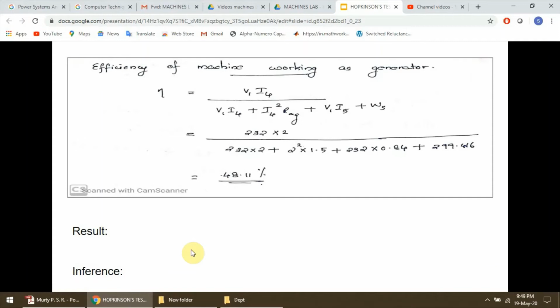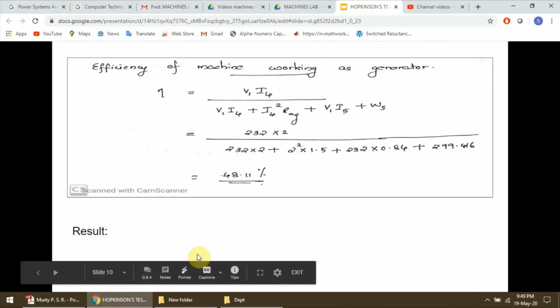But from a single test, we can calculate the no load rotational loss, and from there we can calculate the efficiency of the machines for different loading conditions. So using this method, we can calculate the efficiency of the motor. This becomes one of the most useful methods of testing a DC machine.